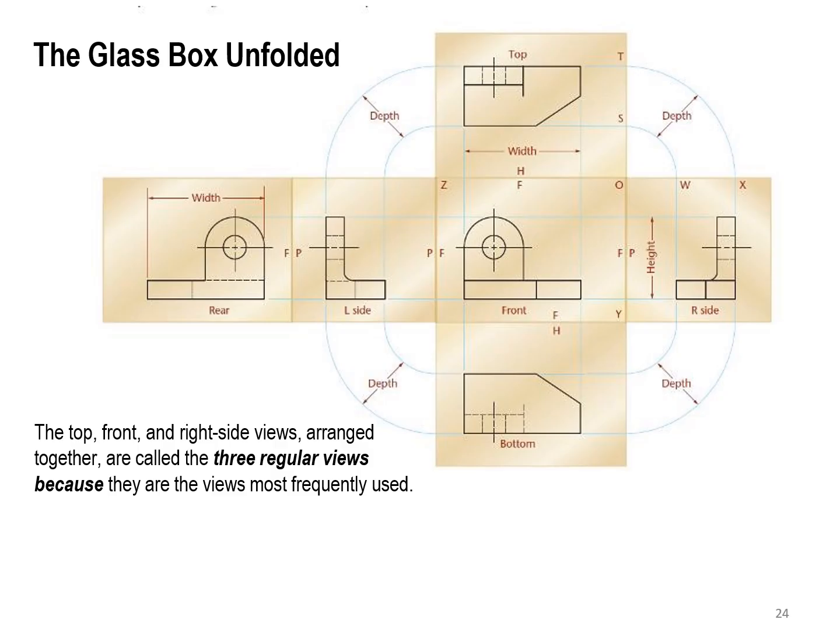If the glass box is unfolded, as you can see here, I get the front view, top, bottom, left, right, and the rear one. Usually three regular views are used, which are the views most frequently used.